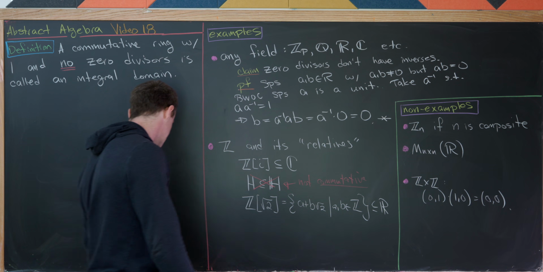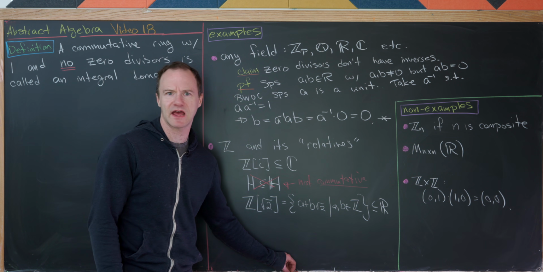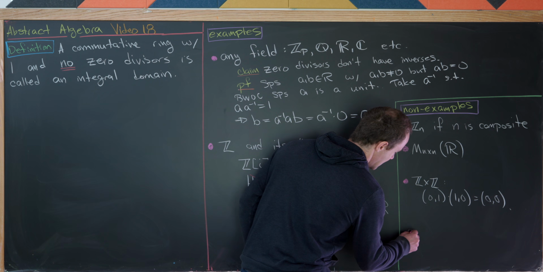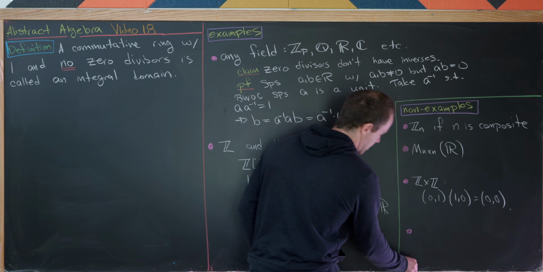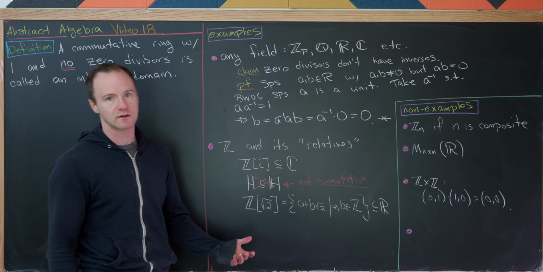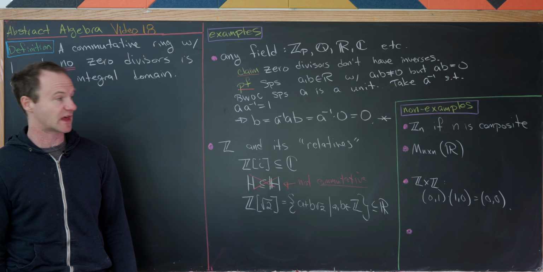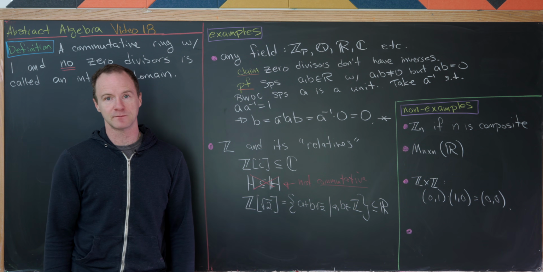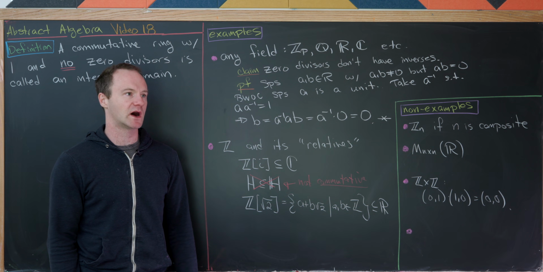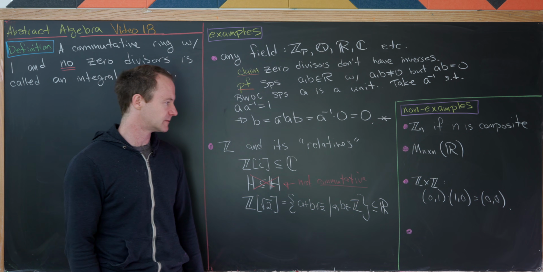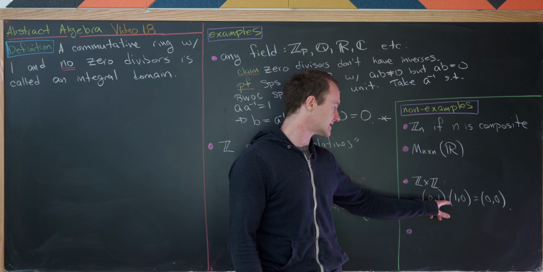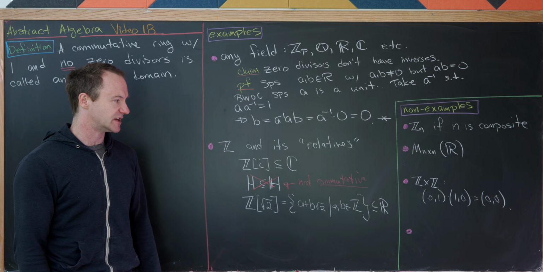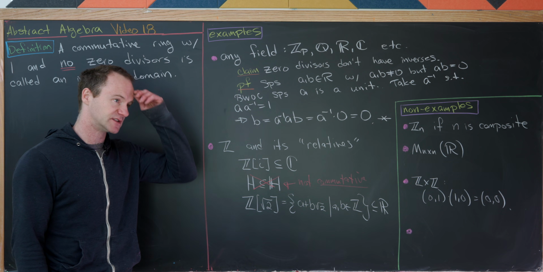You also have Z_n if n is composite. We actually found explicit zero divisors inside of Z_n last time. And then M_n(R), the n by n matrices with real entries. We found an explicit zero divisor there as well. Here's another interesting one, Z cross Z, where everything is done component-wise, so addition and multiplication. Here you have (0,1) times (1,0) is equal to (0,0). Neither of those are 0, but they multiply to 0, meaning that they are zero divisors.